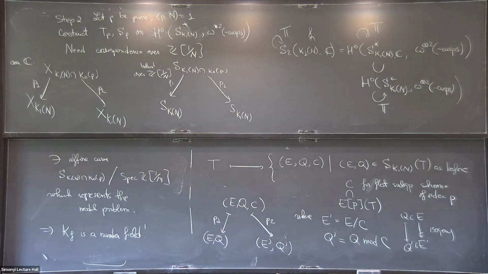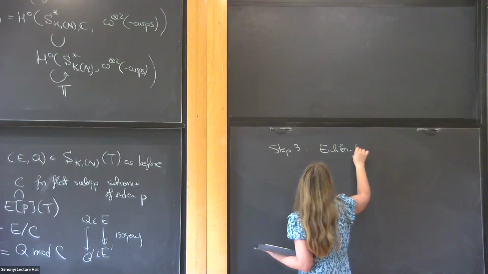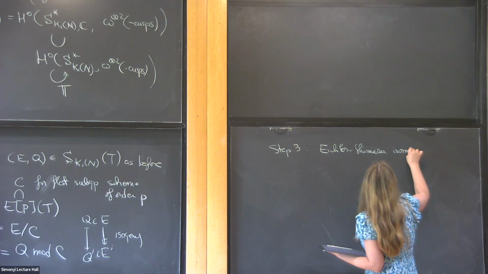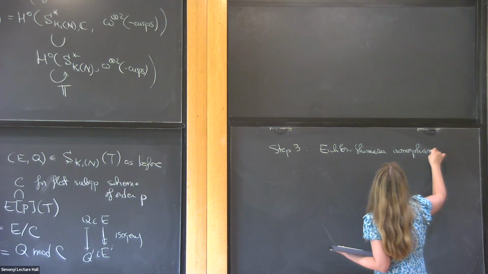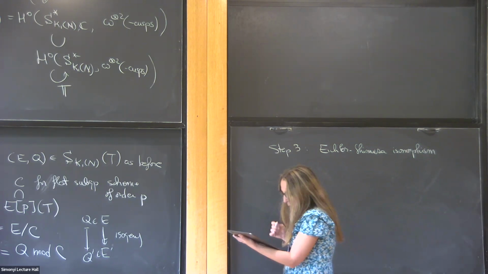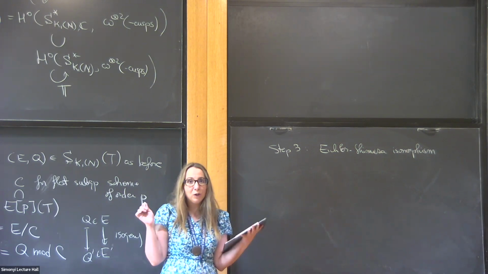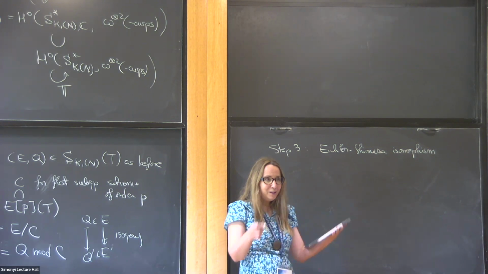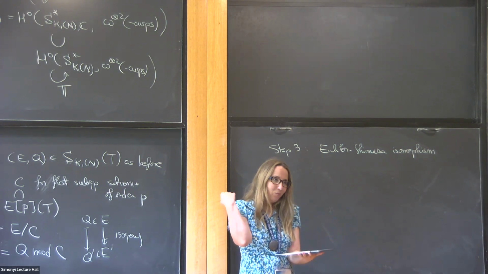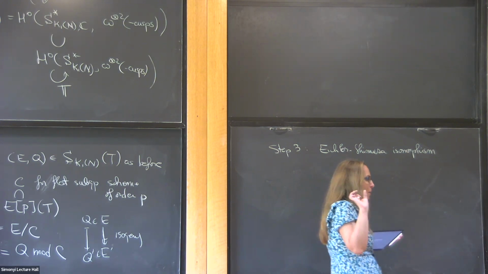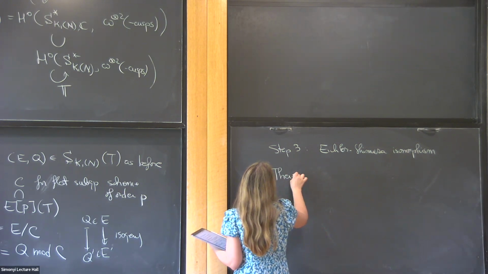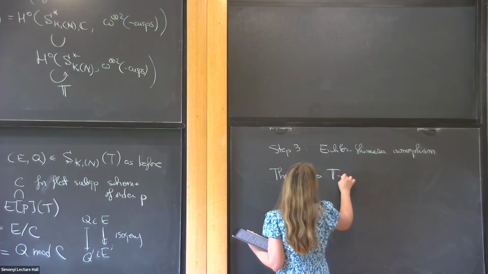Okay, so step 3, this is called the Eichler-Shimura isomorphism. This is what's going to allow us to construct our Galois representation. First, you just have a statement over the complex numbers, and it comes from the Hodge decomposition. If you've seen the Hodge decomposition even just yesterday, it's just an instance of that up to a minor technical detail. So there is a T-equivariant isomorphism.